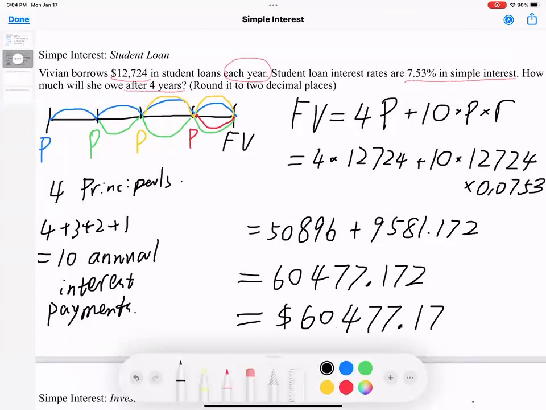So that is the amount she has borrowed, and the total amount of annual interest she needs to pay, and the total future value she has to pay to the student loan account.